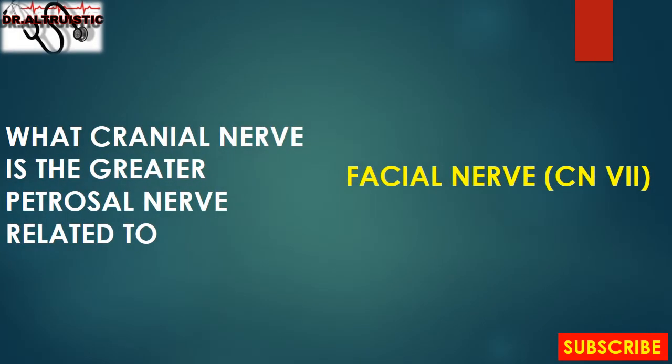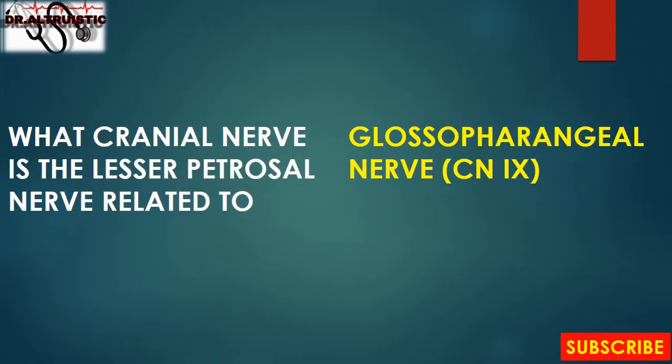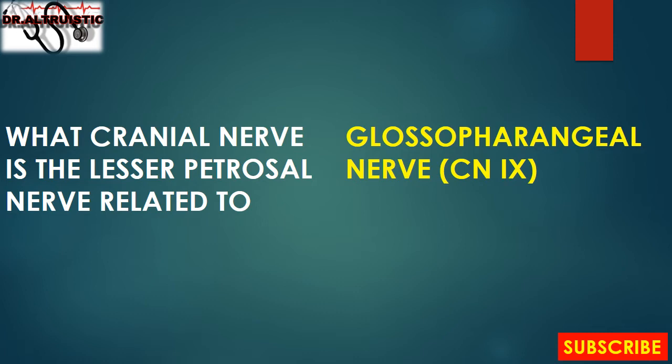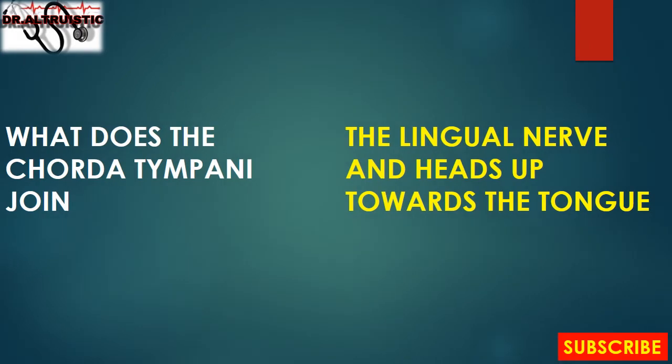What cranial nerve is the greater petrosal nerve related to? Facial nerve, CN7. What cranial nerve is the lesser petrosal nerve related to? Glossopharyngeal nerve, CN9. What does the chorda tympani join? The lingual nerve and heads up towards the tongue.